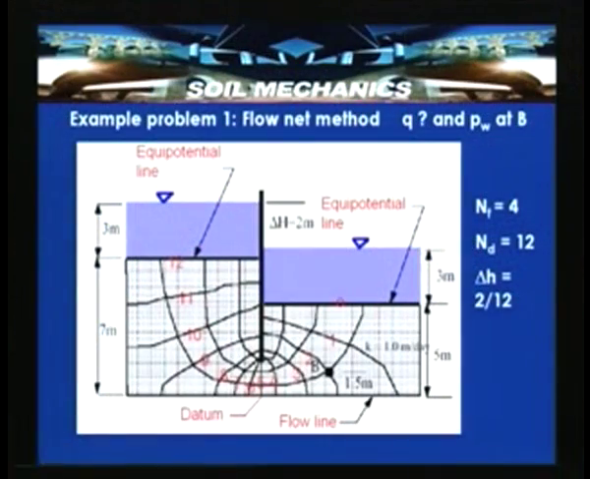Now, if the structure is drawn onto a graph paper, as represented here, 7 meters is the depth here and 3 meters here and 3 meters here, and it is embedded into the ground here. Now, if you draw the flow net.